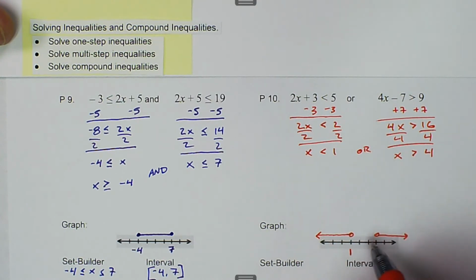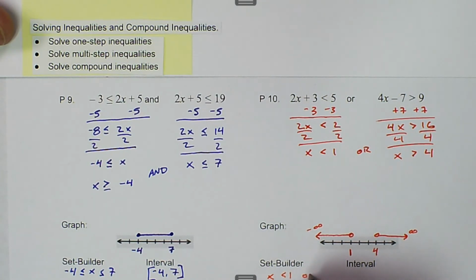Now, because this is or, we don't have to worry about overlap, so we have to account for all this. So this arrow means it goes to negative infinity. This arrow means it goes to positive infinity. So in set builder notation, it's basically just this. X is less than 1, or x is greater than 4.